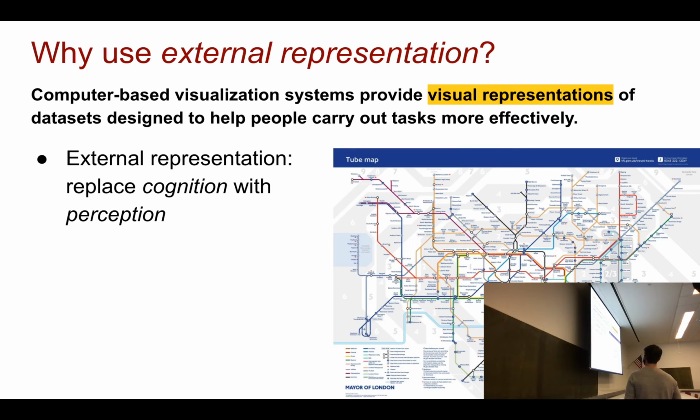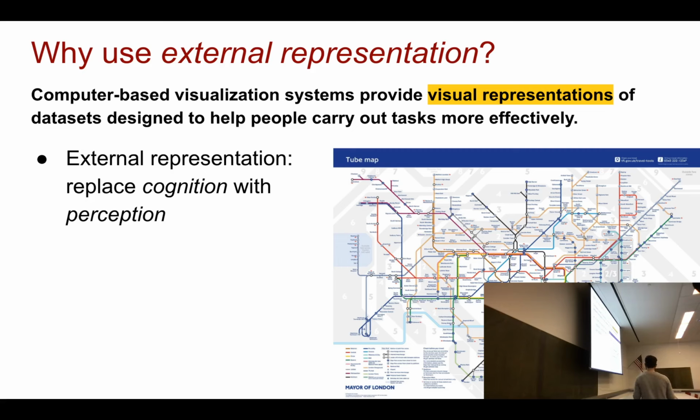Visual representations. Computer-based visualization systems provide visual representations. This is an idea known as external representation. We're replacing cognition with perception. We're expanding our memory. I don't need to remember the information. I can just look at the visualization to solve my problem.